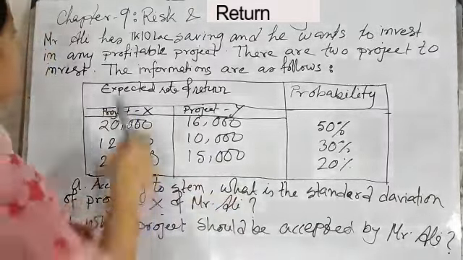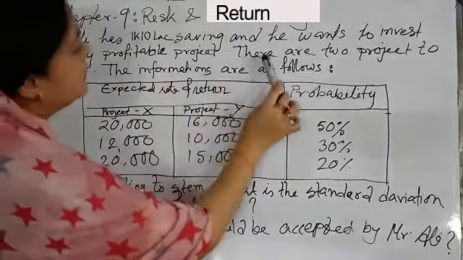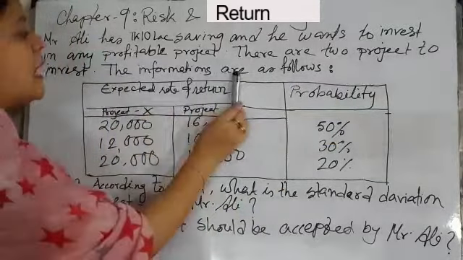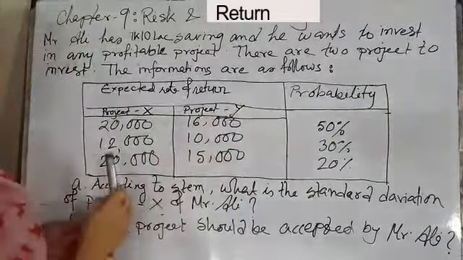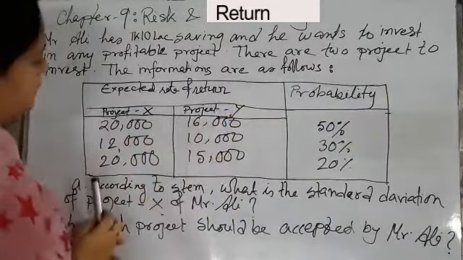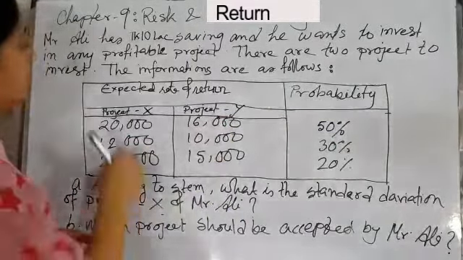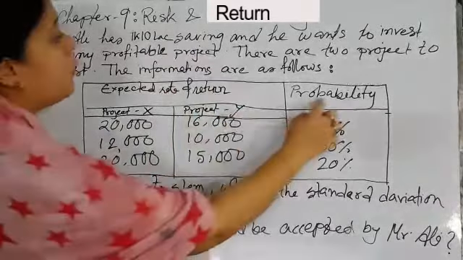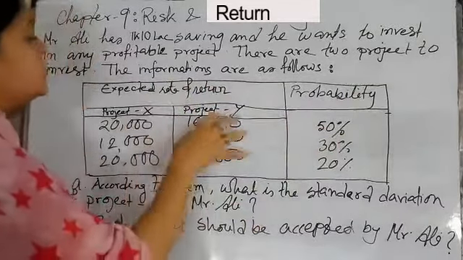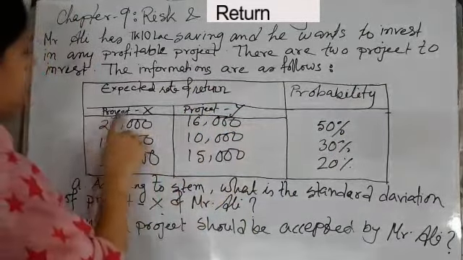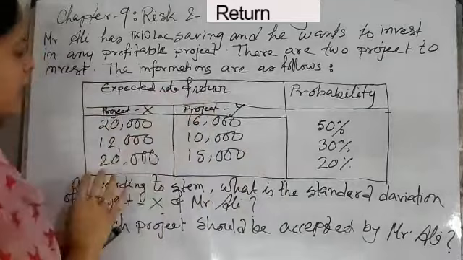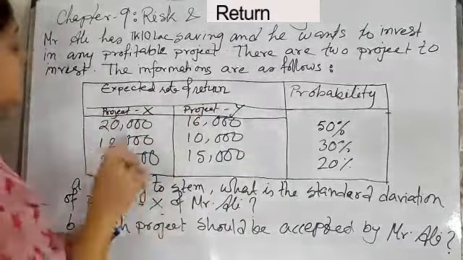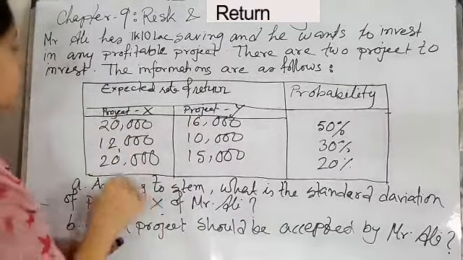There are two profitable projects to invest in. The information is as follows: the expected returns and the probabilities of these two projects. The project X returns are 20,000 in amount, not in percentage. Just focus here, my dear students.